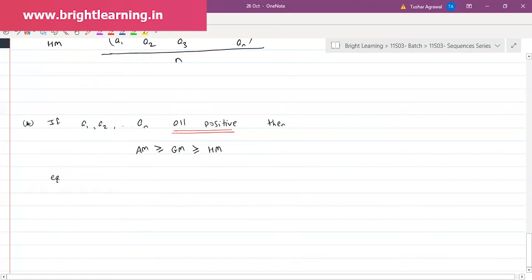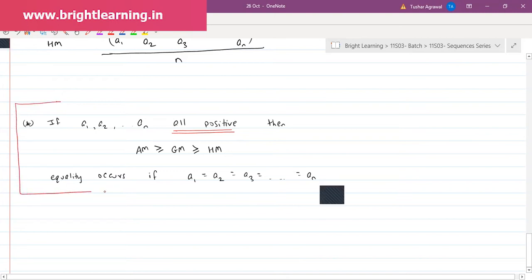Equality occurs if A1 is equal to A2 is equal to A3 is equal to A4 is equal to A5, and so on, up to An. Okay, this is the result. The proof of this result, we will deal only with 3 numbers A, B, C. For general n numbers, the proof is out of syllabus, so we will not deal with it here.